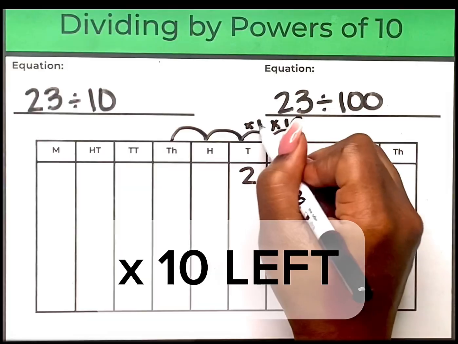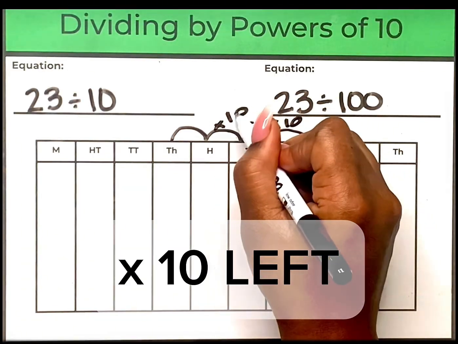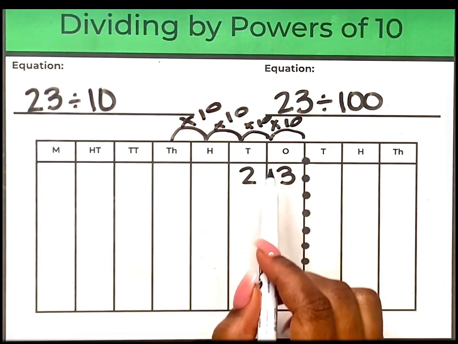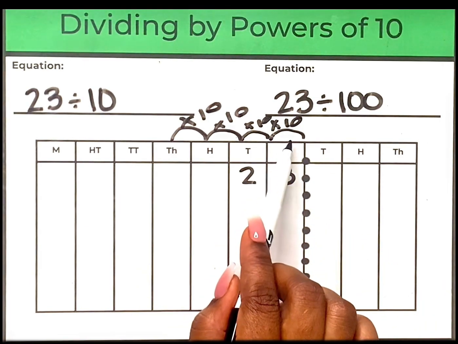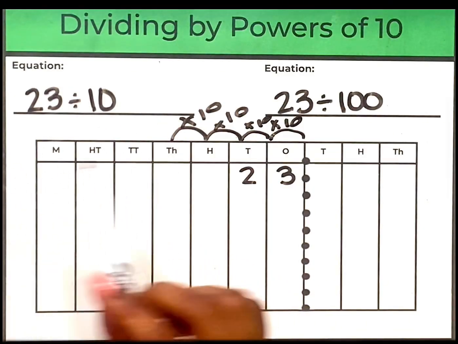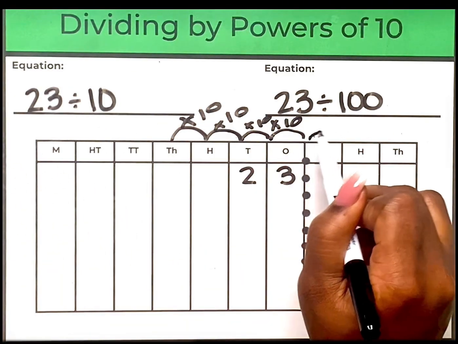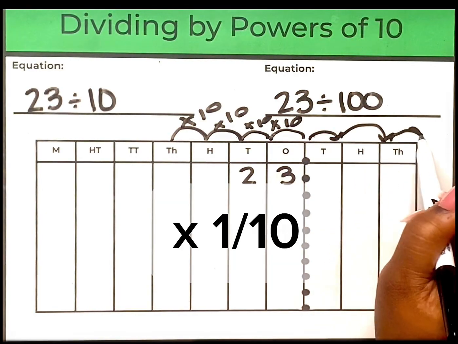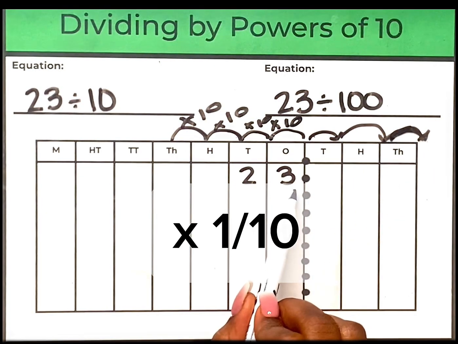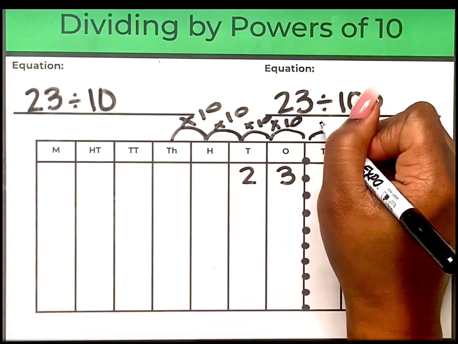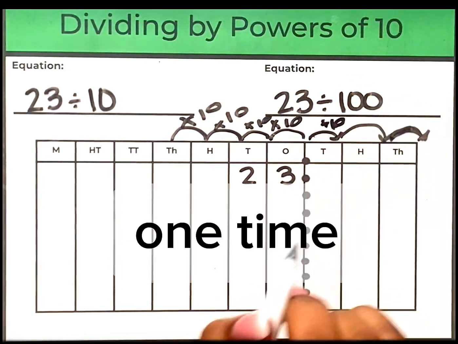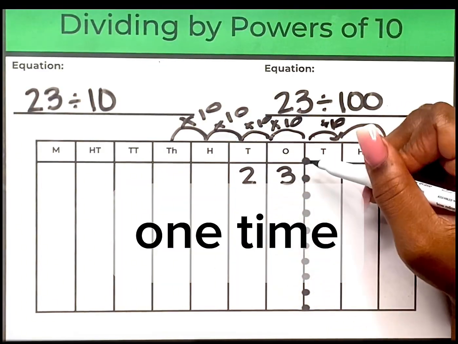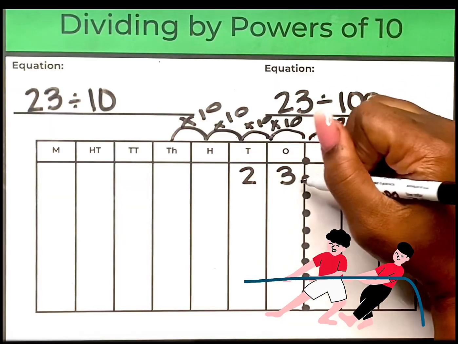Each section in our place value chart is the same as saying times 10. We should know that already from previous grades. So if we're multiplying by 10 to go to the left, then we're going to divide by 10 to go to the right, which means we're going to go to the right one time. So I'm going to take my digits and I'm going to pull them back.